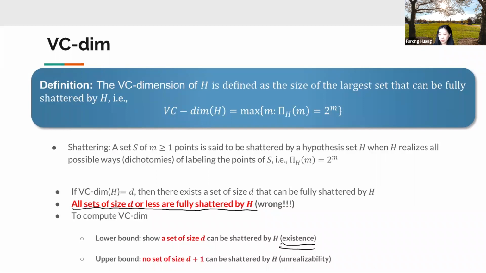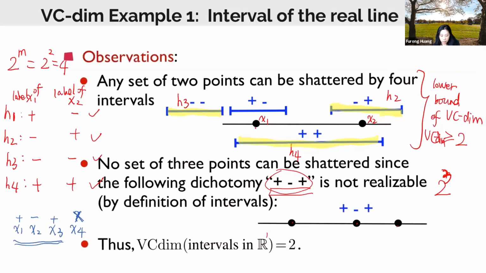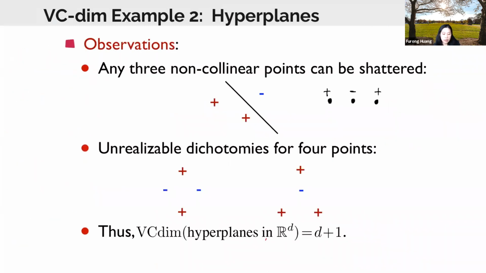And this is very important, right? Okay, so any confusion about why any 3 non-collinear points can be shattered? If this is negative, I can always find a hyperplane for this, right? If this is negative and these are the positive ones, I can find a hyperplane like this. And if this is negative and these are positive points, I can find a hyperplane like this. So I can always find a hyperplane that separates the positive and negative points, no matter how you label the 3 non-collinear points.